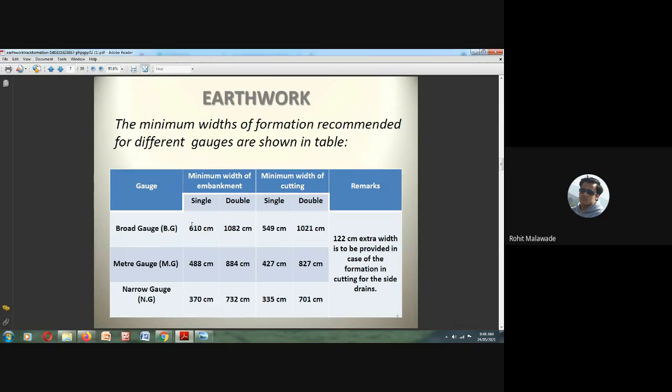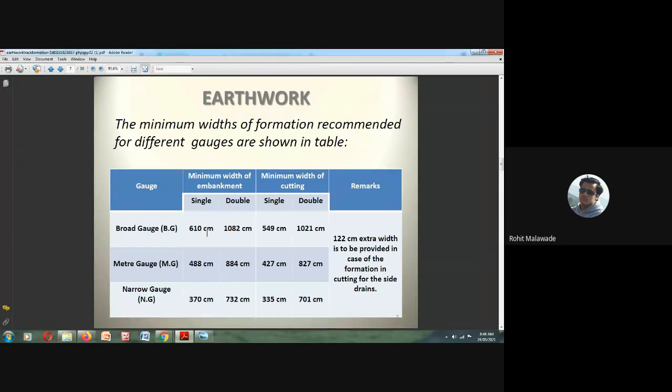Now, for broad gauge, meter gauge, and narrow gauge, if a single track is there: for broad gauge the width of the formation level should be 6.1 meter, or 610 centimeter. For a meter gauge with a single track, 488 centimeter or 4.88 meter. If a narrow gauge is there, then 3.7 meter or 370 centimeter.